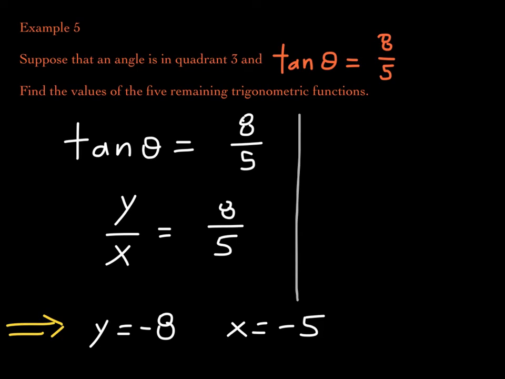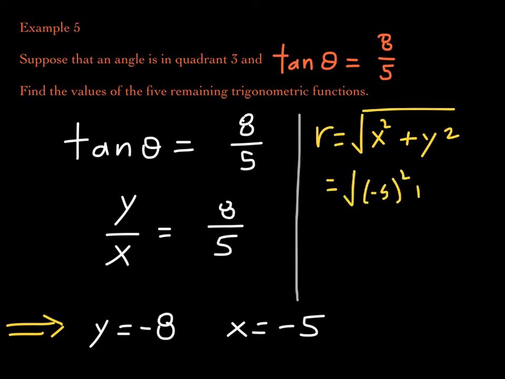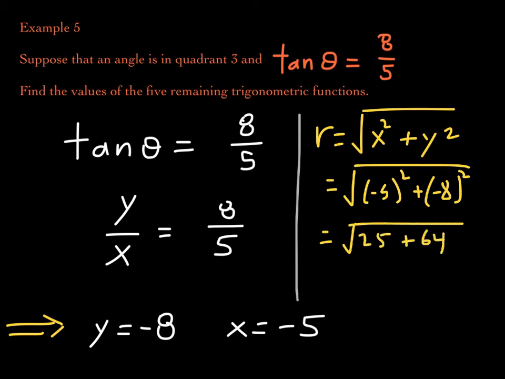Now, we're going to need to figure out what r is. Do you remember that r is equal to the square root of x squared plus y squared? So then r is equal to the square root of negative 5 squared plus negative 8 squared. So it's equal to the square root of 25 plus 64, which is the square root of 89.